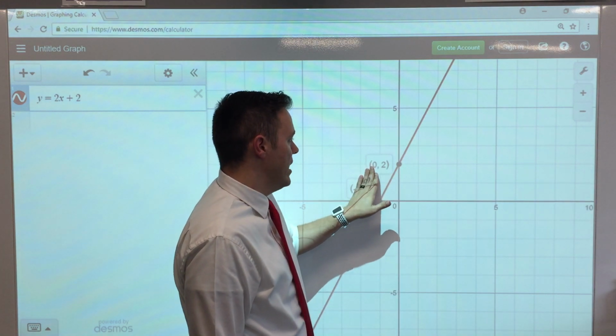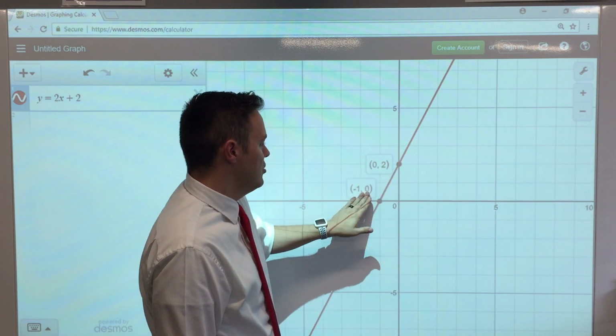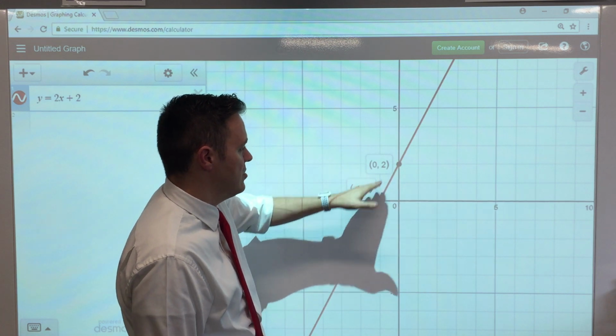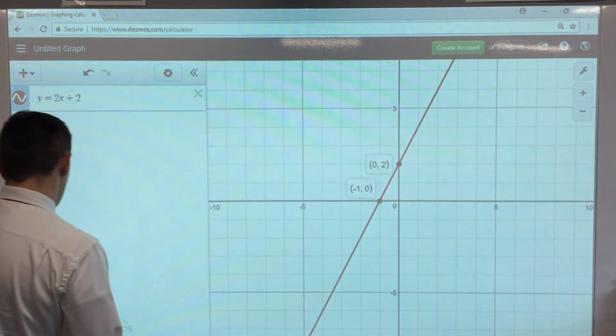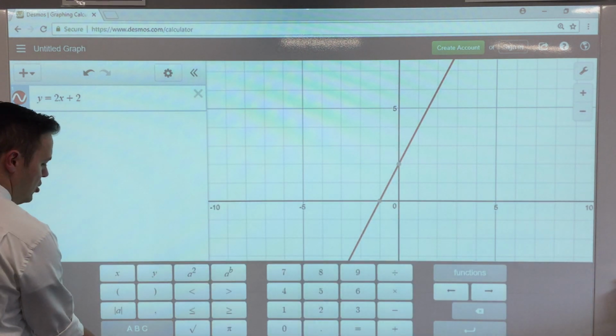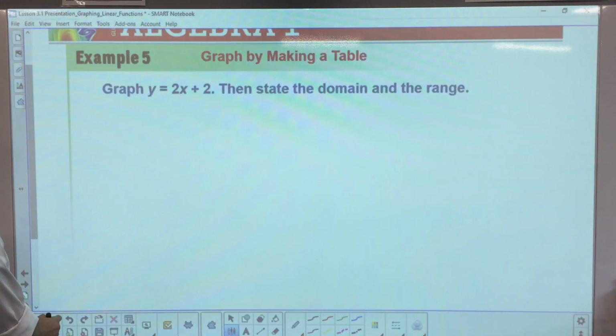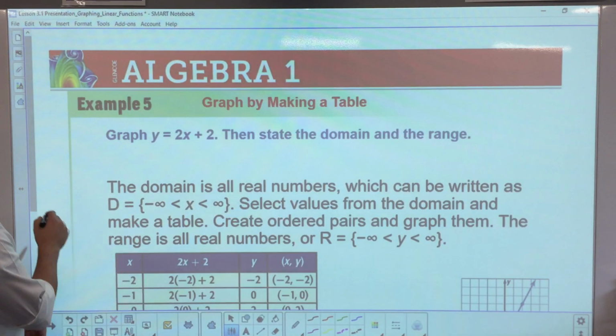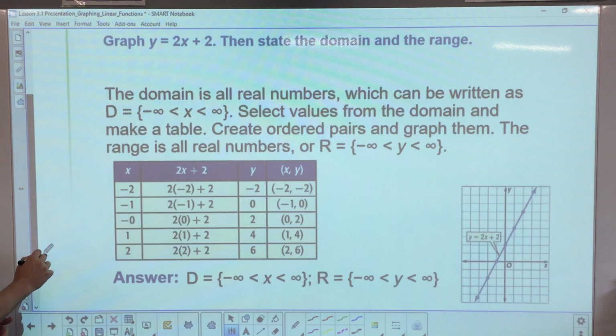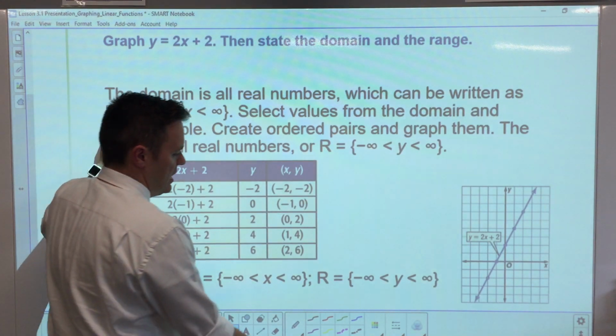So your y-intercept is (0, 2). Your x-intercept is (-1, 0). What is the domain and range? What I want to make sure you do, starting now and going forward, is that we write the domain and range with this notation, okay?